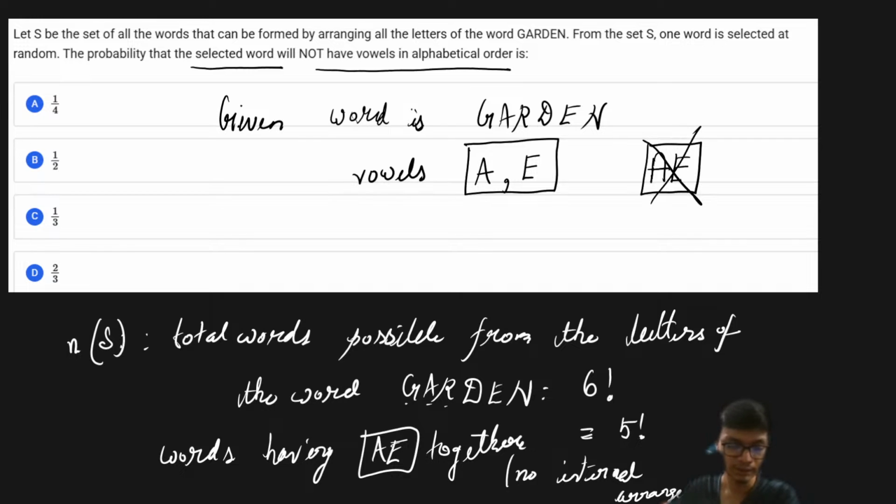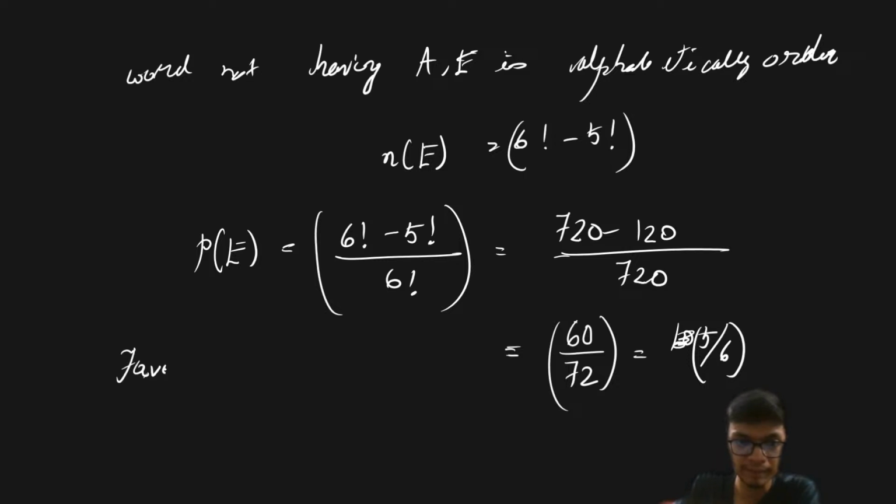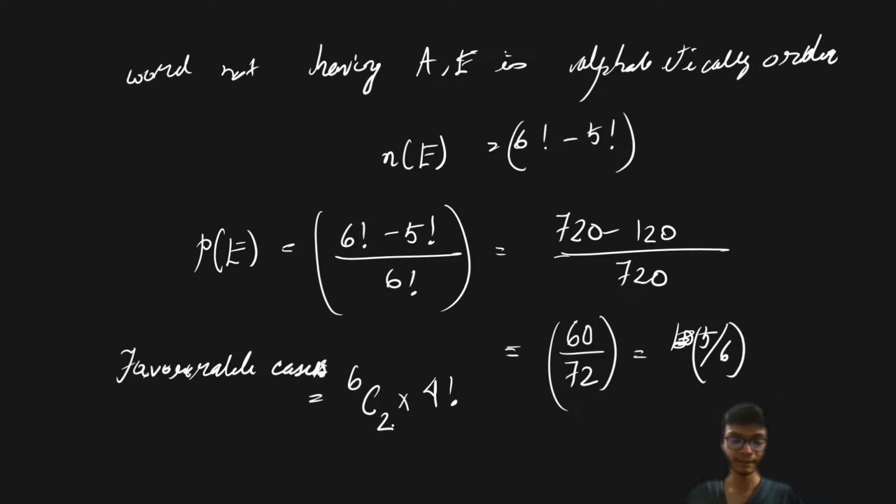So when A and E are in order, the favorable cases can also be given out as follows. There are total 6 letters, right? Out of the 6 letters you have to pick the 2 letters that will not have the arrangement, which is 6C2 into 4 factorial. The other 4 letters have no problem of getting arranged, only the letters A and E had a problem, right? So you can also calculate the solution in this method as well. So let me recheck the calculation, maybe an error is over there.